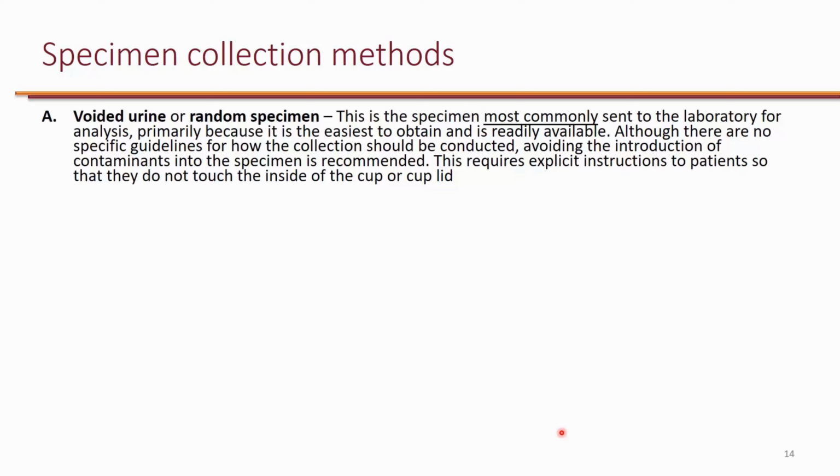So voided urine or random specimen, this is basically the most commonly used method by most labs. This is basically where a cup is given to the patient and they urinate in it. So it's very important for the patient to not contaminate the sample, so it's important for them to not touch it. As you can imagine, it would be possible, as the urine is coming out, it could pick up bacteria from the skin. So it's possible that it could be contaminated, but this is easy and most commonly used.